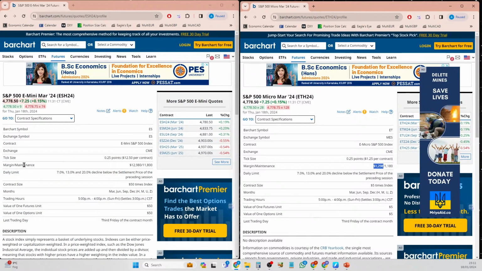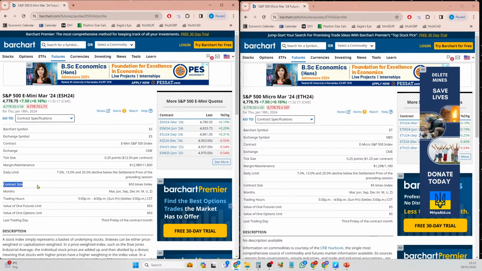Now, the daily limit part is not very important to understand right now. This is basically for when a market is trading fast and the value of that particular index goes up by 7% or 13% or 20% below the settlement price of the preceding session, it will stop trading. They'll stop people from buying or selling this instrument during that session. That's basically how they halt the trading. Not very important for us right now, so don't bother about it much.